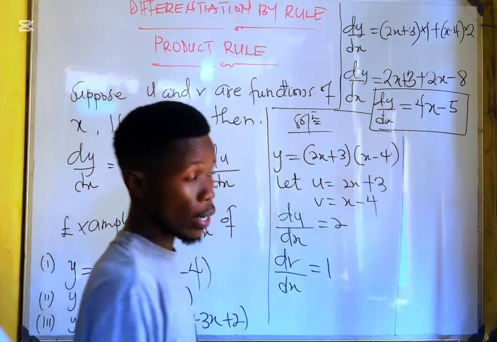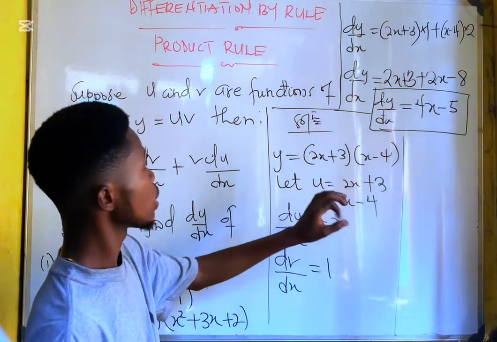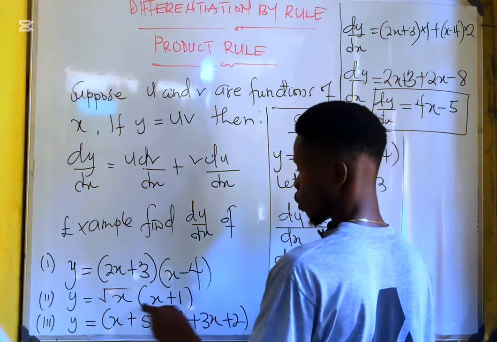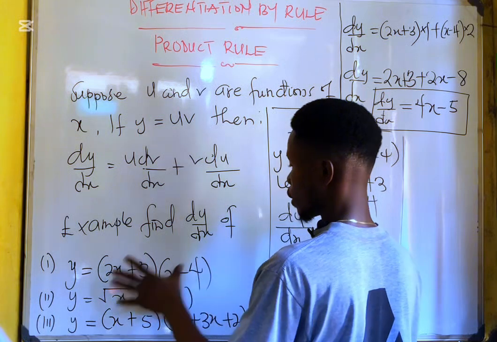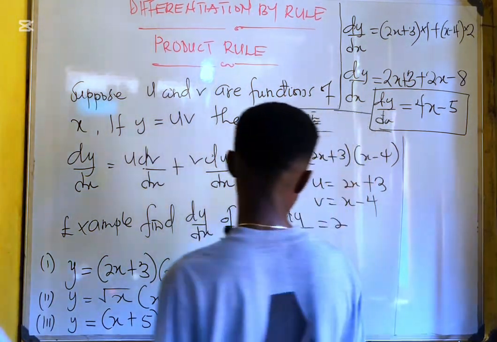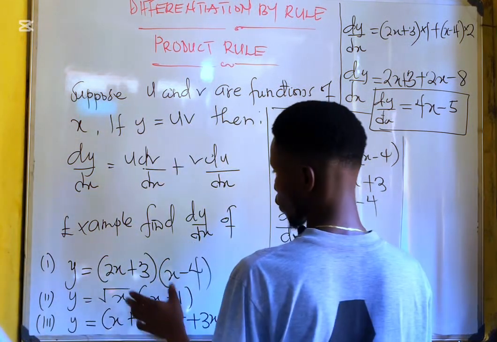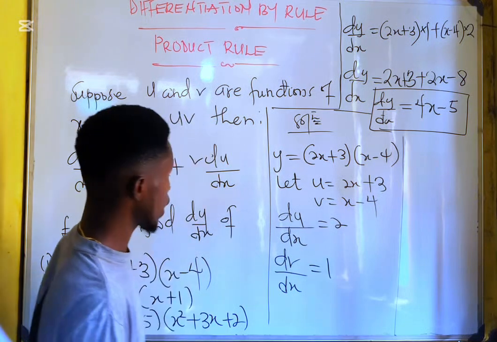Is that okay? So when they give it to you, the best thing to do is that you take each one of them, represent one by u, one by v. Is that okay? Then you differentiate the u with respect to x, the v with respect to x, just like what I've done here. Then after, you go back to the formula, then you substitute there. Okay. Now let's look at the other.